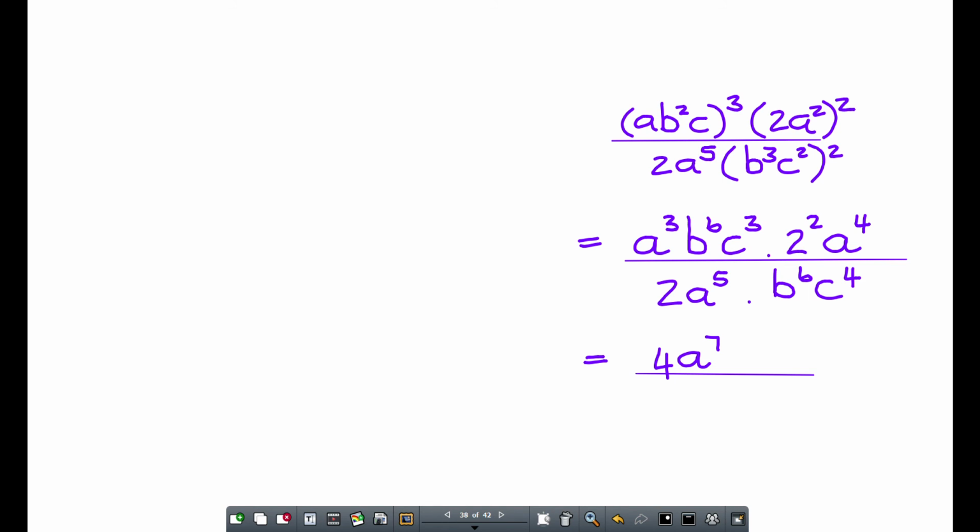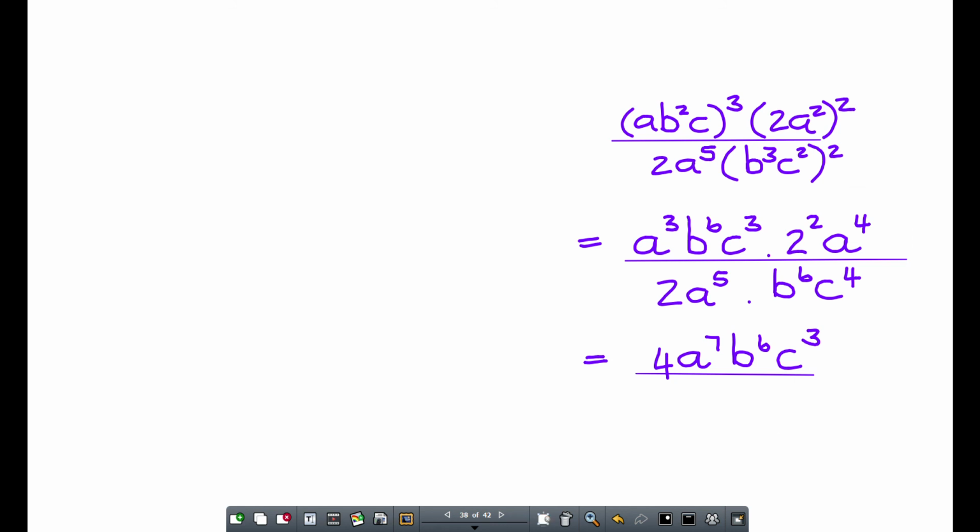Okay. Were there any other b's? No, so it stays b to the power of 6 and c to the power of 3. Have a look. 2 to the power of 2. Yes. Remember, we always write, you don't write x3. You write 3x. So I just put it in the right order.